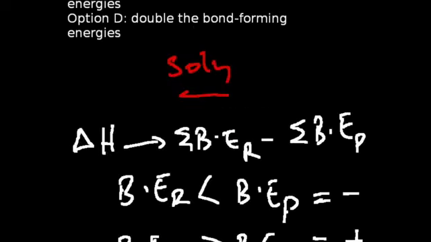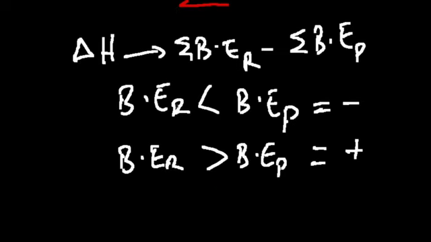And so we have that our heat of reaction, delta H, is equal to the summation of the bond breaking energies of the reactants minus the summation of the bond breaking energies of the product. And if the bond breaking energies of a reactant is less than that of the product, the reaction is exothermic, that is negative.